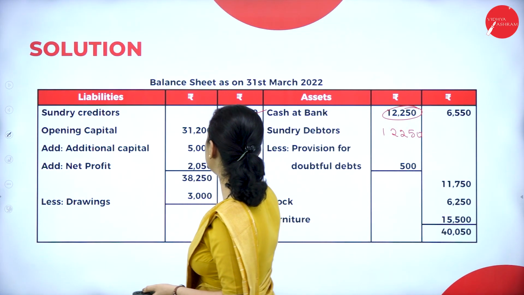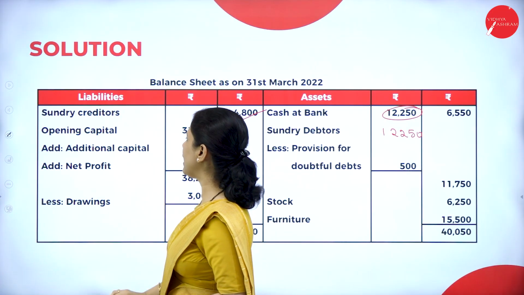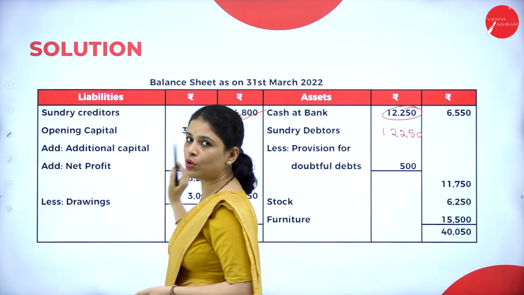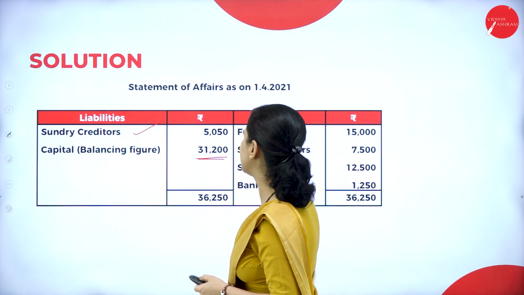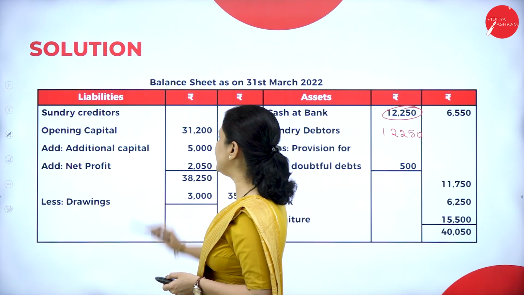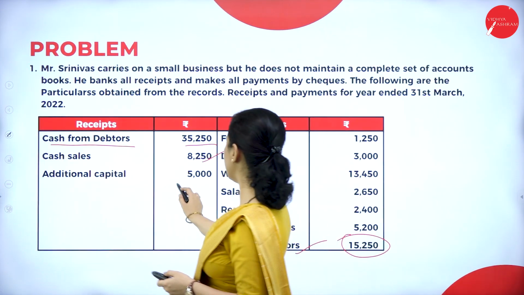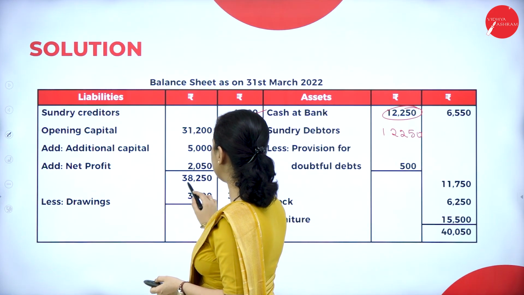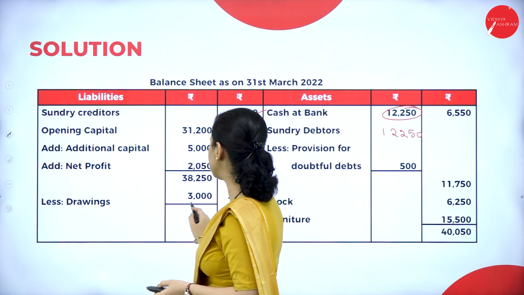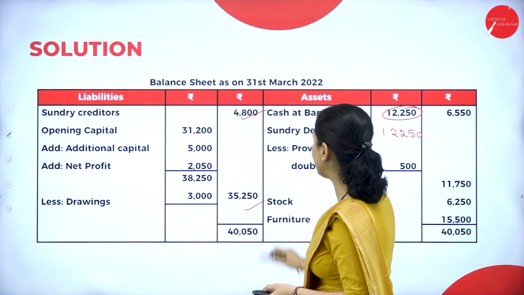So, what are all the amounts there? Sundry creditors are 4,800. Opening capital is 31,200. That we calculated in the statement of affairs. How much? 31,200. Additional capital is given in the problem, this one, 5,000. Next, net profit we already found out, 2,050. Total it will be 38,250. Drawings we will deduct. So, it will be 35,250.